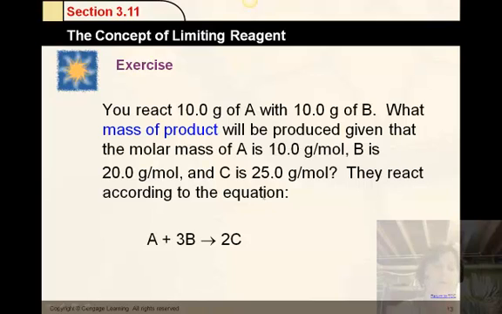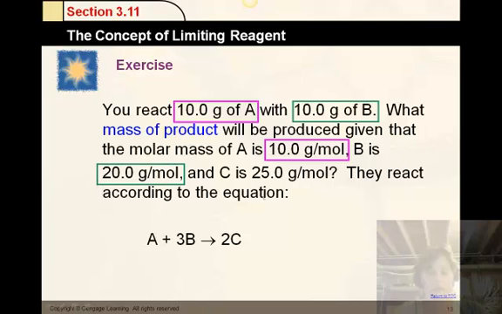We also have to remember that you need a balanced equation to see how those things are related, to be able to calculate which one's limiting and how much product will be produced. And you can see those are the things that go together. 25 grams per mole relates to product C.